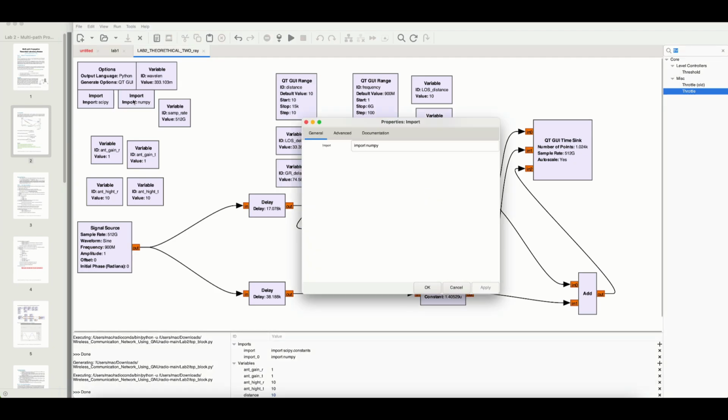Then you need to import numpy. Just simply write import numpy. That is for when you perform these calculations in our GNU Radio flow graph. These are the two imports that you need.